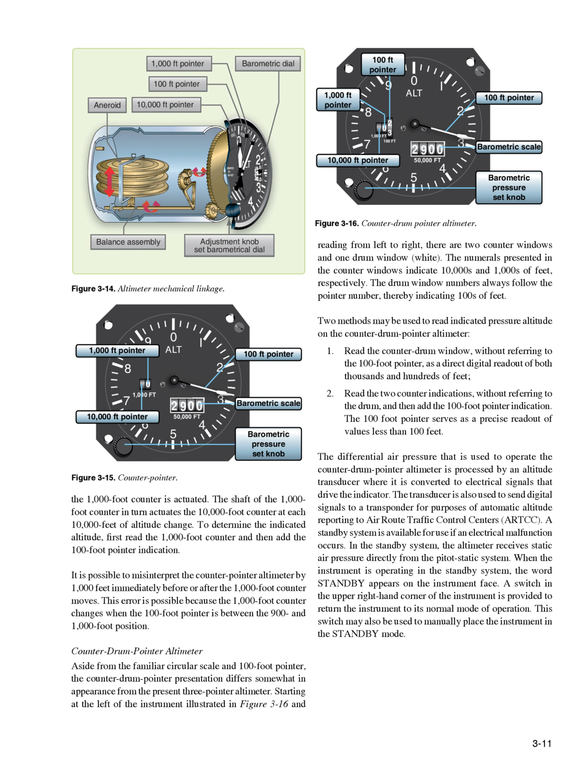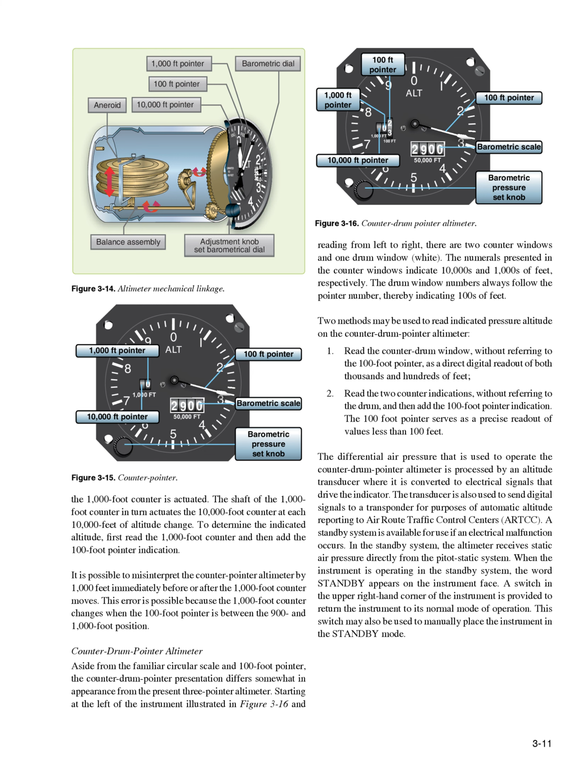The differential air pressure that is used to operate the counter drum pointer altimeter is processed by an altitude transducer where it is converted to electrical signals that drive the indicator. The transducer is also used to send digital signals to a transponder for purposes of automatic altitude reporting to Air Route Traffic Control Centers, ARTCC.